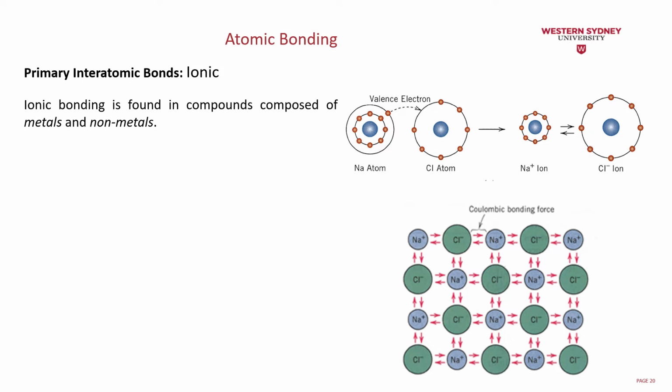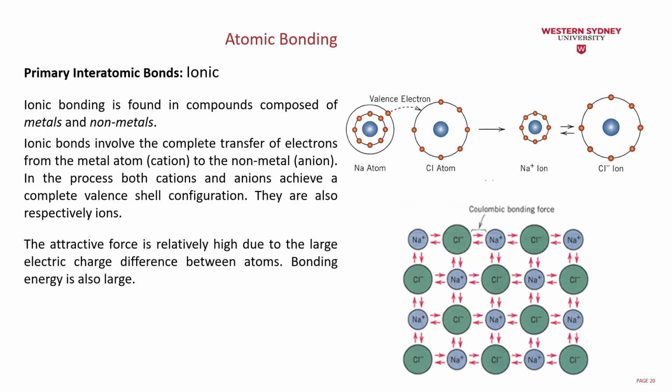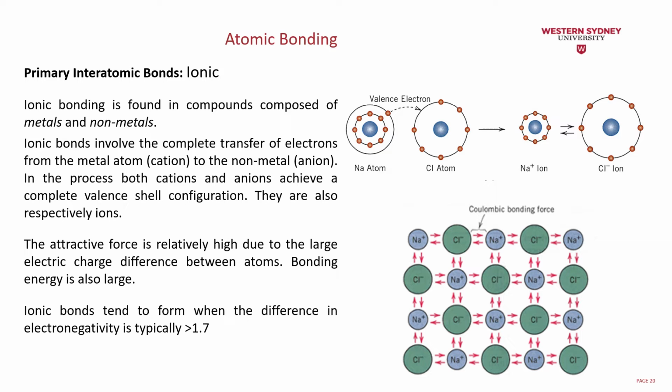So the primary interatomic bonds are the ionic. Ionic bonding is found in compounds composed of metals and non-metals. Ionic bonds involve the complete transfer of electrons from the metal atom, which we know as a cation, to the non-metal, which is an anion. In the process, both cation and anion achieve a complete valence shell configuration, and they are respectively ions. The attractive force is relatively high due to the large electric charge difference between the atoms, and the bonding energy is also large. Ionic bonds tend to form when the difference in electronegativity is typically more than 1.7.